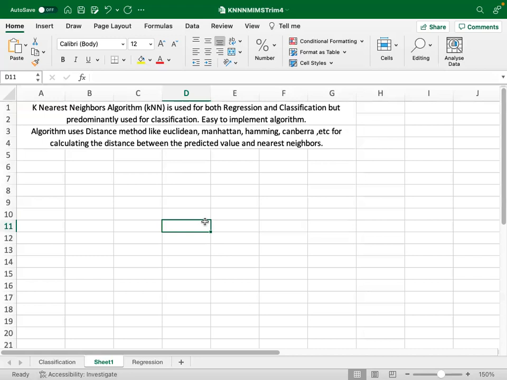Euclidean distance. We all know Euclidean distance, right? The square root of x2 minus x1 whole square plus y2 minus y1 whole square. Euclidean distance calculates the distance between 2 points on a geometrical plane. There are different variants of distance methods. I will discuss their formulas now. But basically, KNN is a distance-based algorithm.